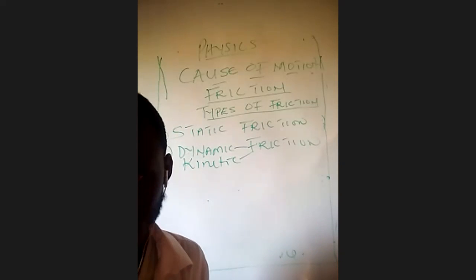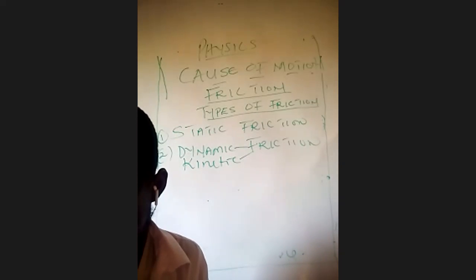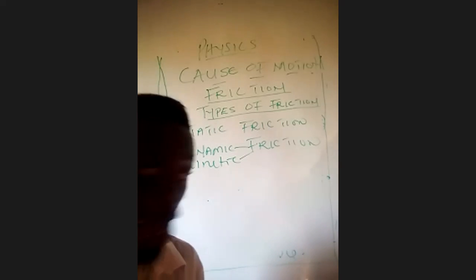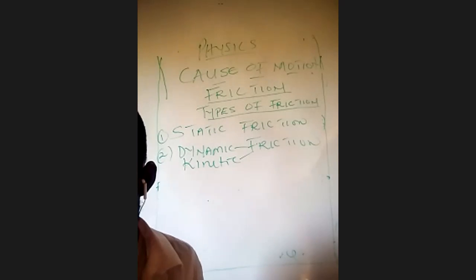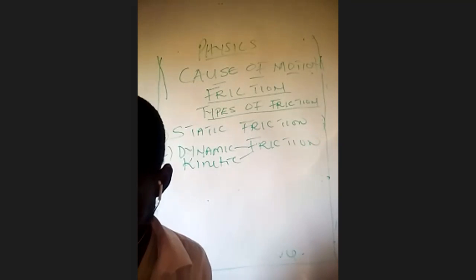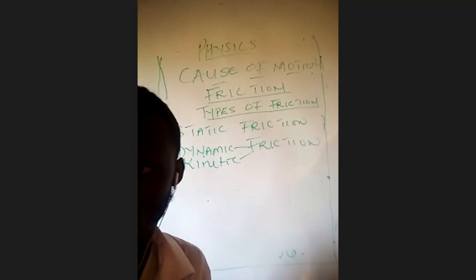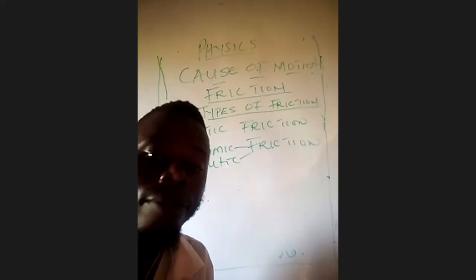Now, the force field. We said that is the type of force whose sources do not require contact with the body to which they are applied. We said such kinds of force are grouped into three. We talk about the gravitational force, the electrical or electrostatic force, and the magnetic force.